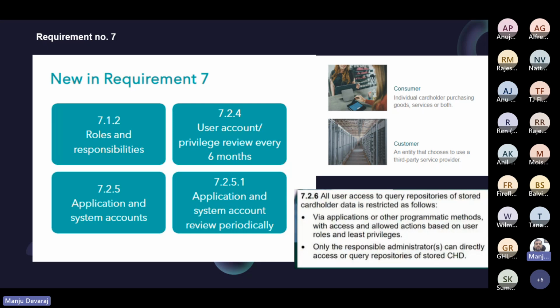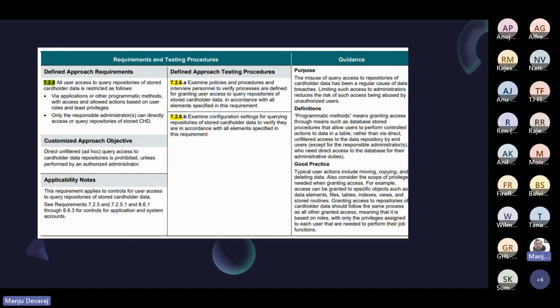Now there is a bit of a change. Something has been moved from 3 to 7: user access to query repositories of stored card data. This is one change. There is a programmatic method, and only administrators can directly query. Misuse of query access to repositories of card data has been a regular cause of data breaches. That's why this has been consolidated, because logically it is access control. It says clearly that query of repositories of stored card data is restricted as follows: by application or other programmatic methods. Only responsible administrators can directly access.